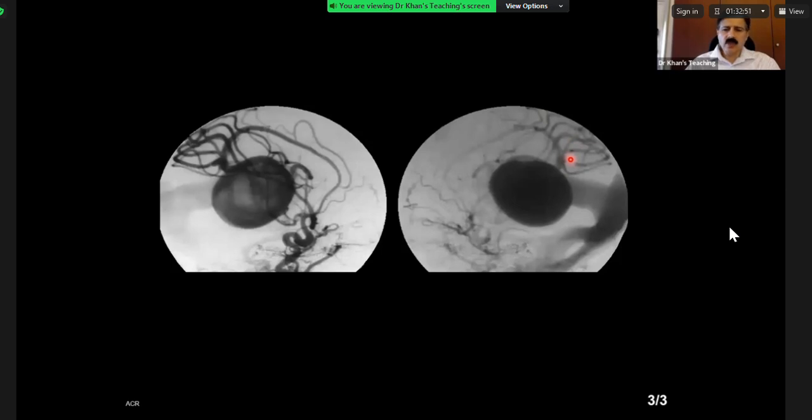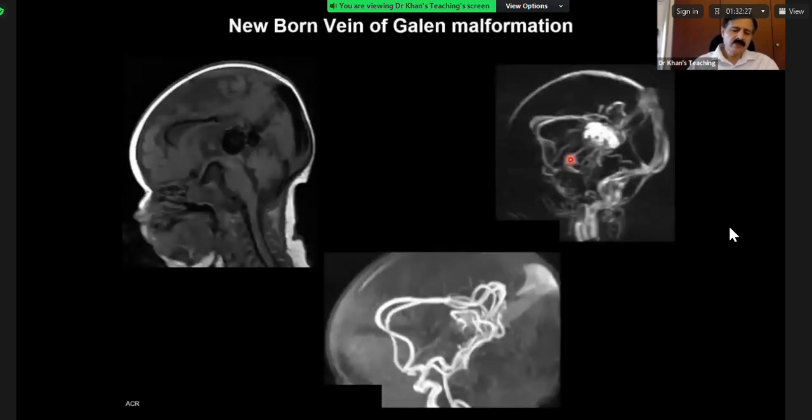Now, these babies present with CCF. On the other hand, if it is not as blatant a case as this one, you can even see vein of Galen aneurysms in more advanced age groups, even in adults.